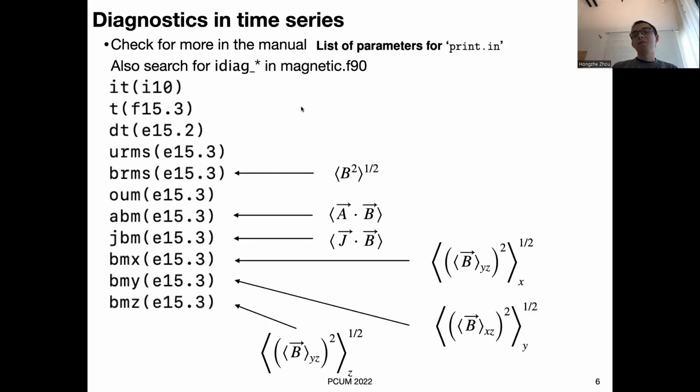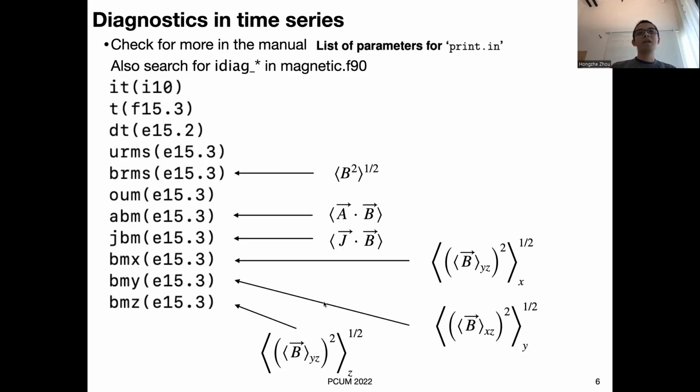Right, and we also have different diagnostics. Those are specified in print.in. For example, we have the RMS magnetic field. Here, angle brackets mean average over the volume. We have the mean magnetic helicity, A dot B. We have the mean current helicity, J dot B.